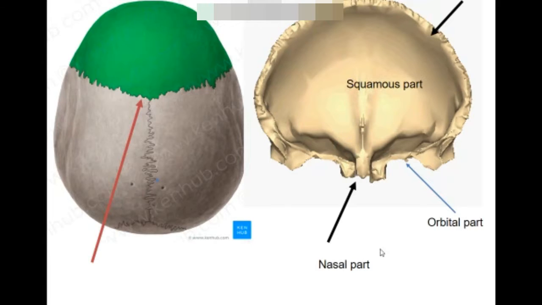The second part is the orbital part. It is the second largest part. It enters into the formation of the roof of the orbit and the nasal cavities. The third part is the nasal part, which is the smallest part. It articulates with the nasal bone and the frontal process of the maxilla to form the roof of the nose.